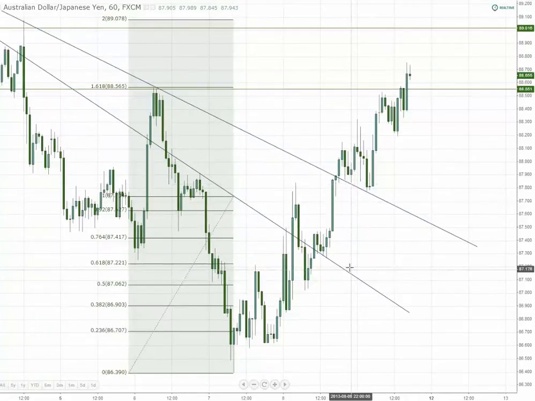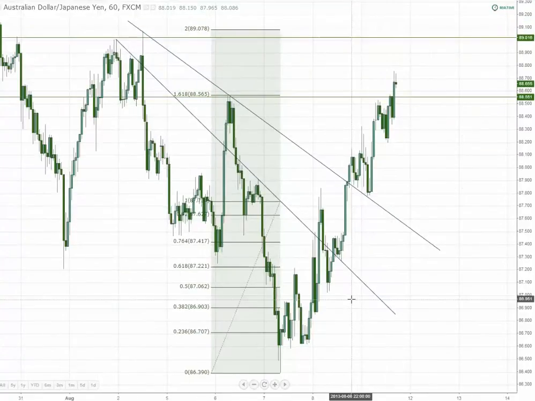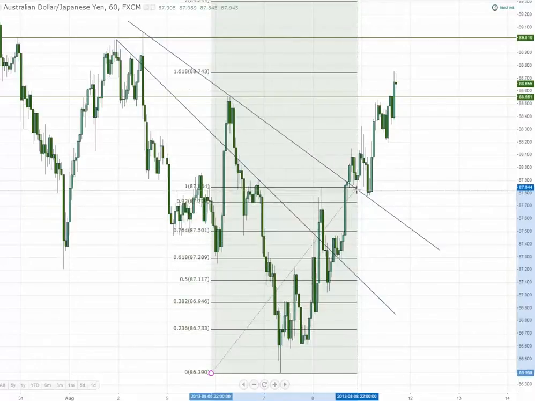So the stop loss on this trade is basically going to be below, leaving enough room for that, which takes you down into this area, right around 86.90.